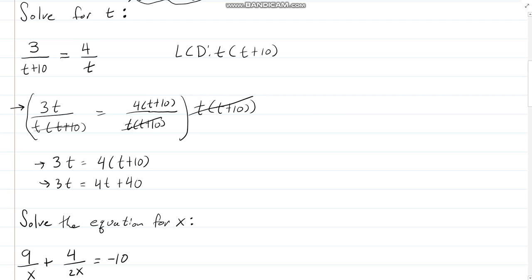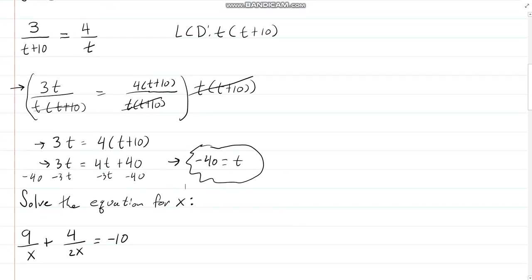Now I can start moving things around. I can subtract 3t on both sides. I can subtract 40 on both sides. And what does that give me? Negative 40 equals t. And so there is the answer. All right, not so bad. I want to keep emphasizing that if you learn this technique of putting everything over the same denominator, it's going to make questions a lot easier.